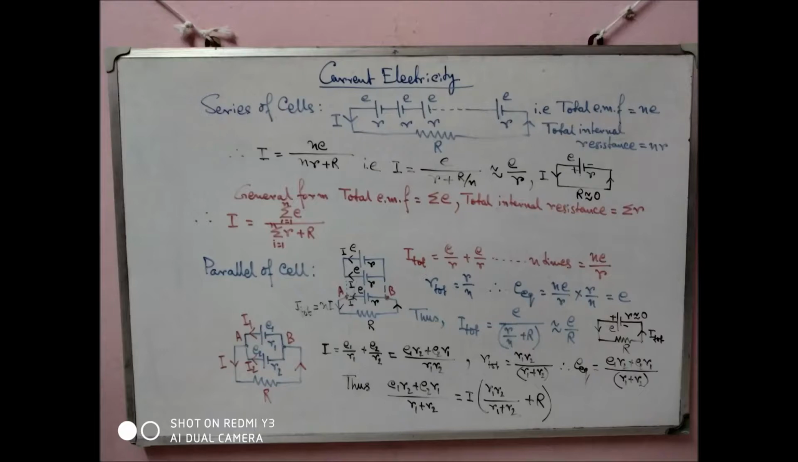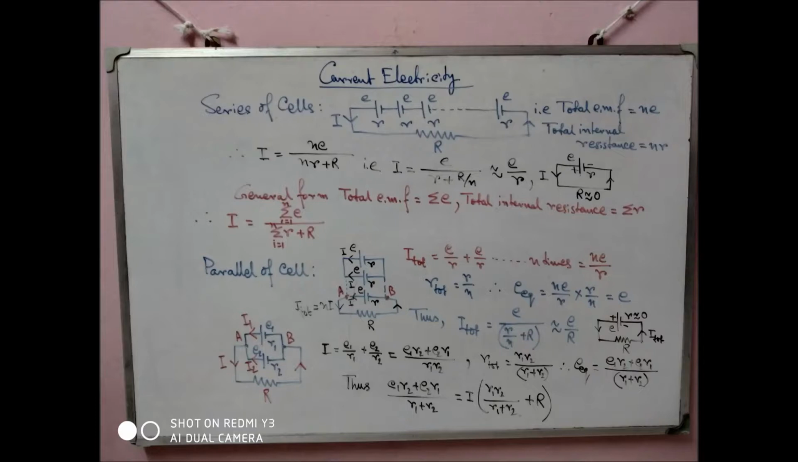That is, in that case, I equals summation of Ei, where i varies from 1 to n. There should be a suffix i that I have not written, but it is very easy to understand. And then summation of ri, i from 1 to n, and then plus big R. So that is the value of current for a series of cells.